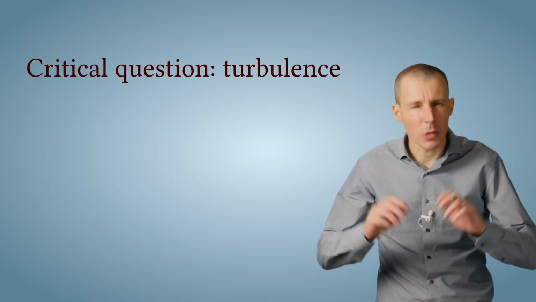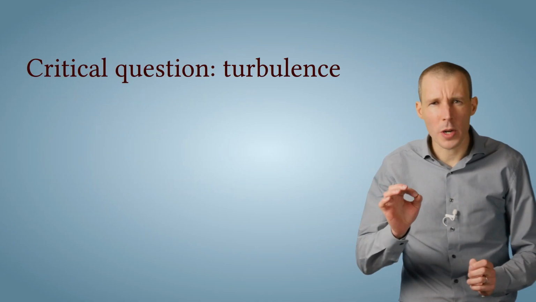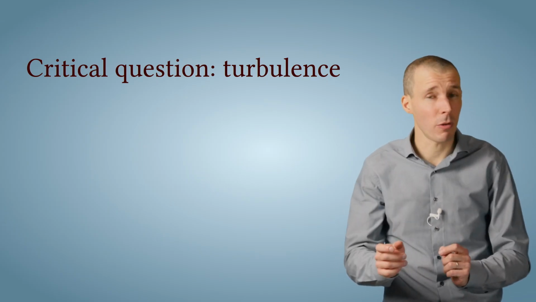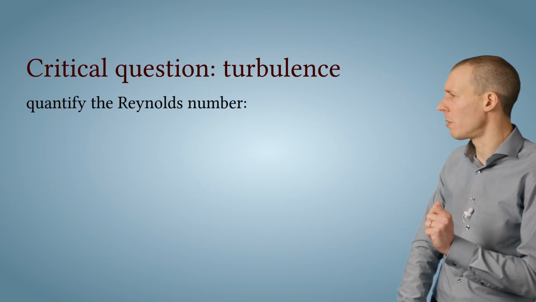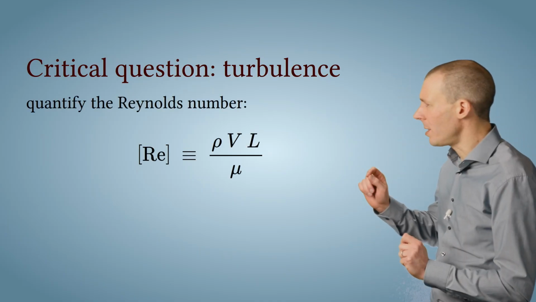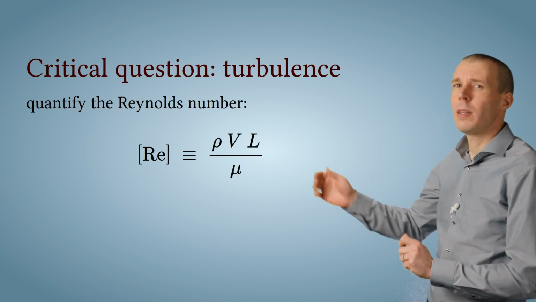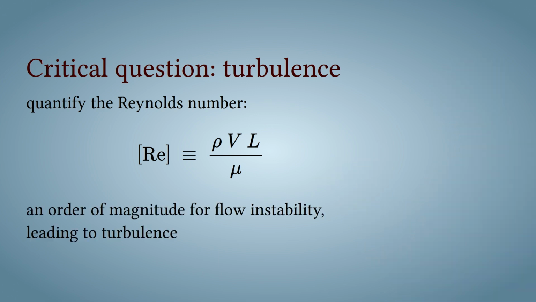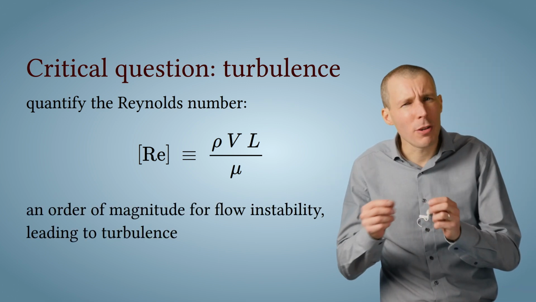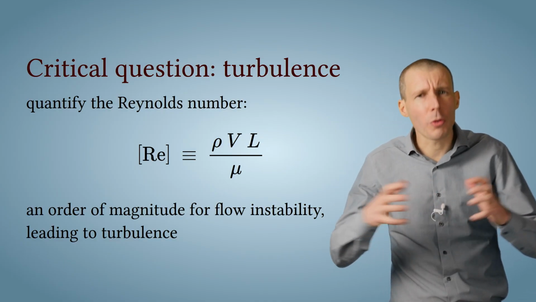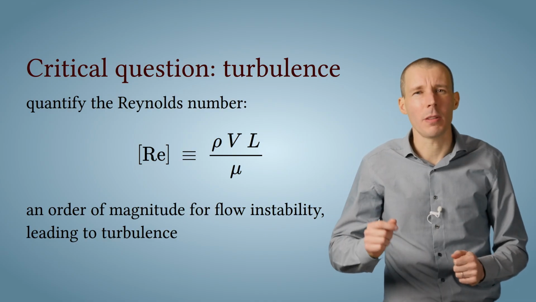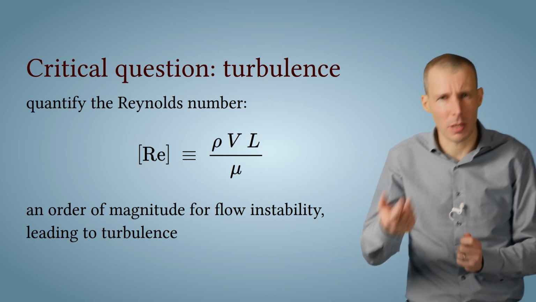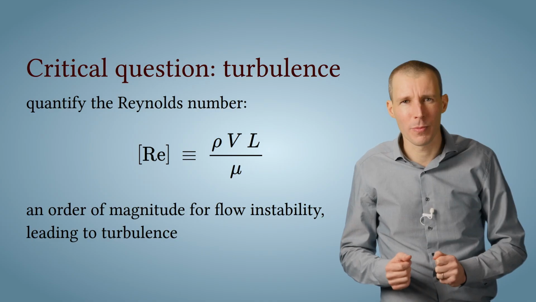So then, let's summarize what we have so far. A critical question in fluid mechanics is my flow going to be turbulent? To answer it, you need to quantify the Reynolds number. It's a simple formula: density times velocity times length divided by viscosity. We're not interested in the actual value of the Reynolds number, more in its order of magnitudes, how many digits it has. And we'll see in the next video that it's a measure for the instability of the fluid flow.